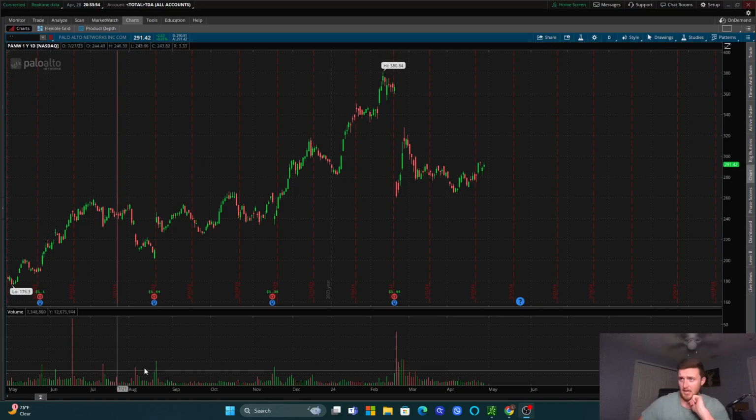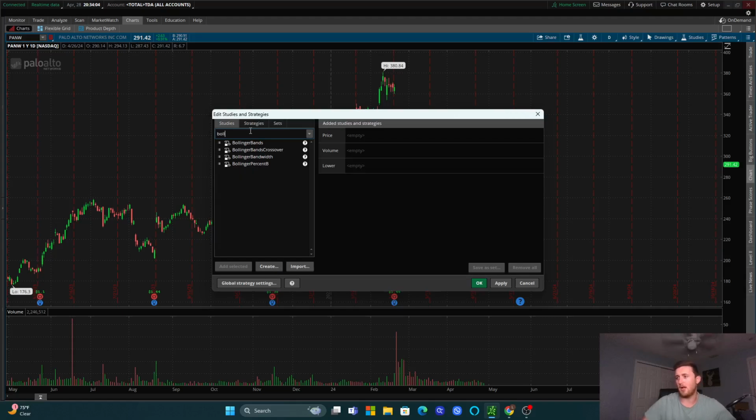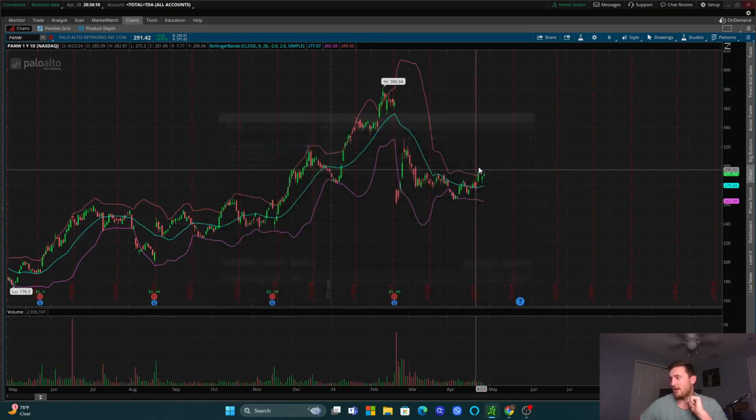So I have PANW pulled up on my chart, and to get to Bollinger Bands on Thinkorswim, I'm going to go to Studies. When I go to Studies, I'm going to edit Studies, and I'm just going to type in Bollinger Bands right here. I'm going to click it, and it's going to go ahead and default the 20-day period. So I'm going to go ahead and apply that, click OK.